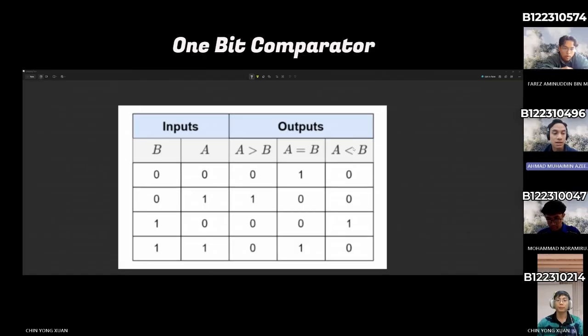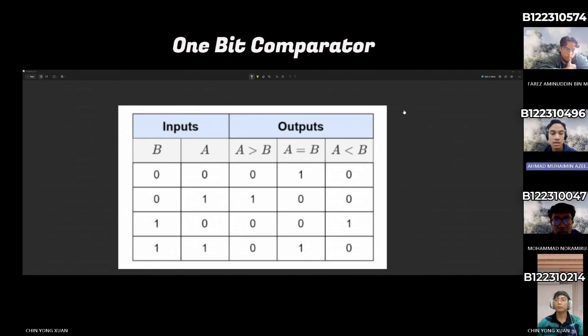The first thing is A is greater than B. As you can see in the truth table, if A is greater than B, then the result is 1, only if A is 1 and B is 0. So the Boolean logic used is A and B bar. Second is A less than B. It outputs 1 only if A is 0 and B is 1. The Boolean logic is A bar and B.